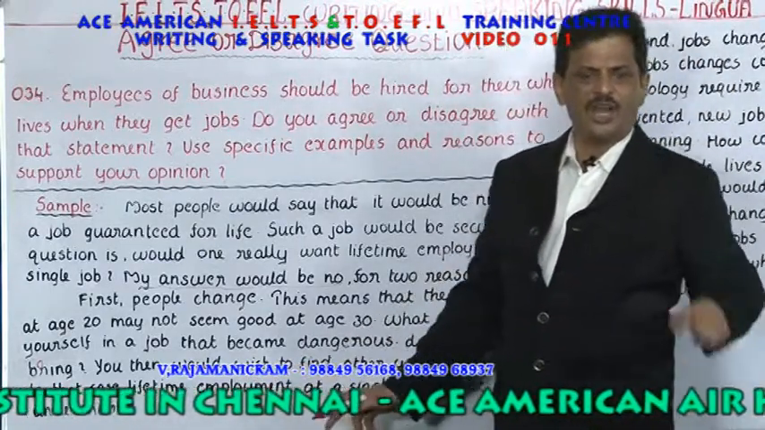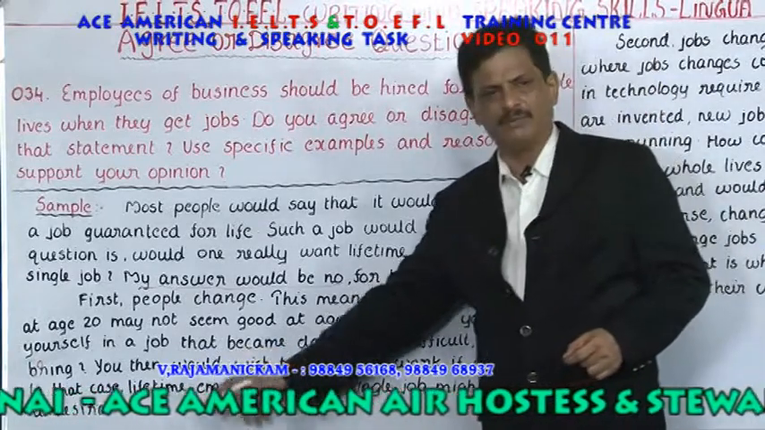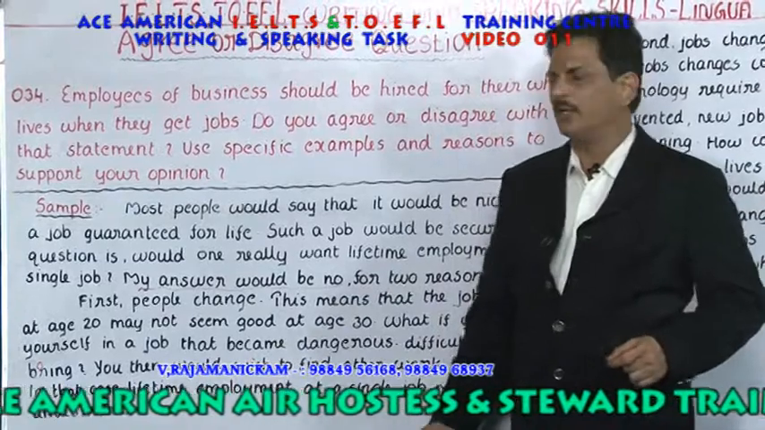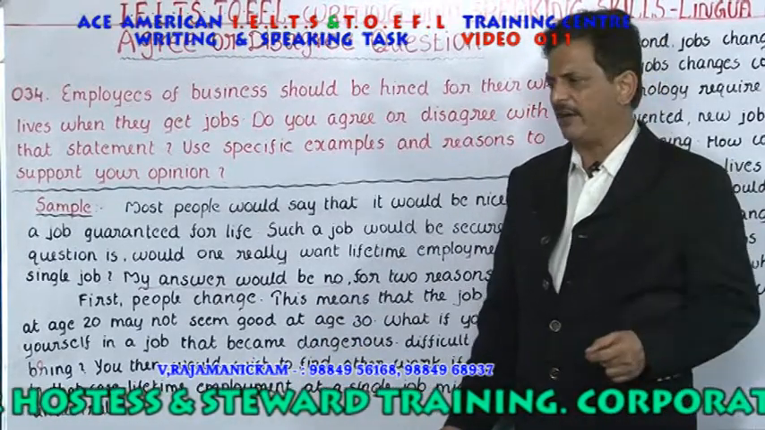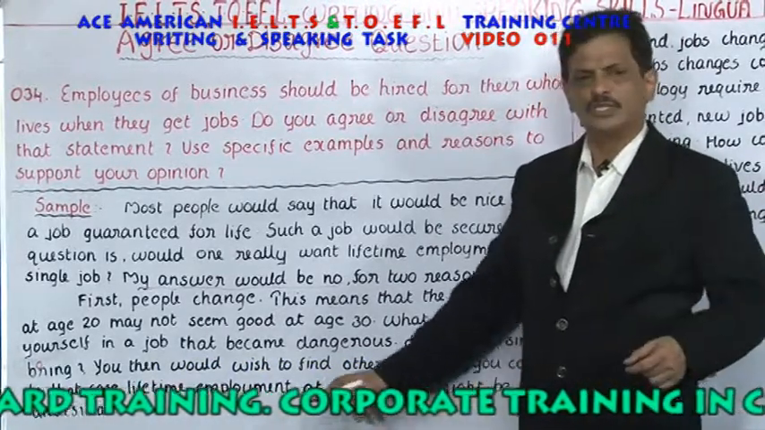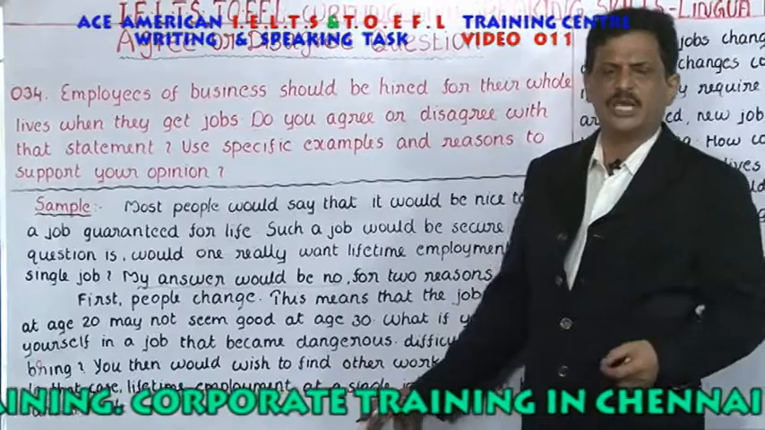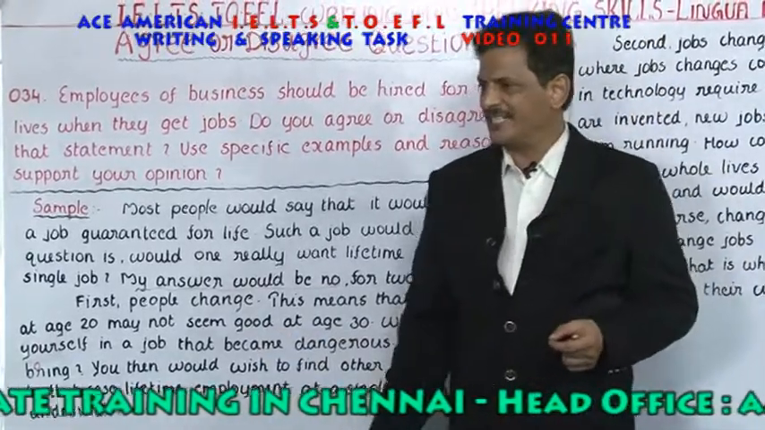So here, lifelong working in the same company would be undesirable, meaning it won't be suitable for you. At the age of 20, the work doesn't look the same as at the age of 30. So he wants to change the job. Sticking on to the same job will be undesirable. This is the first reason he has given.